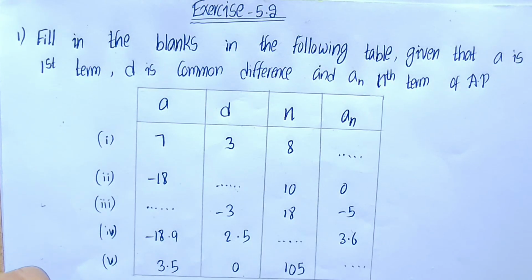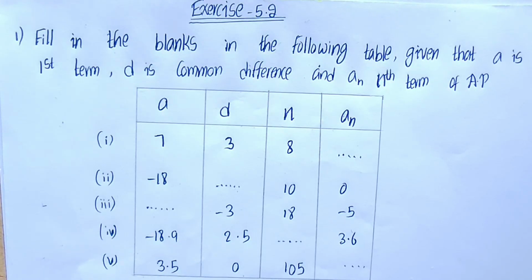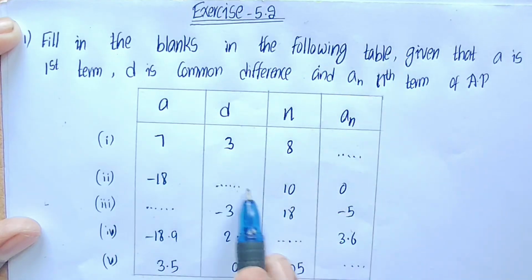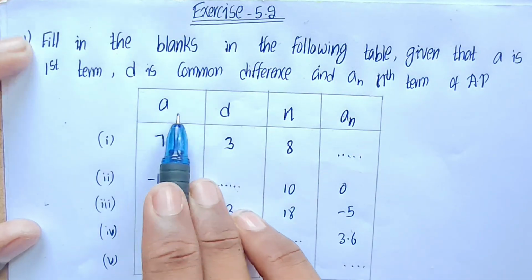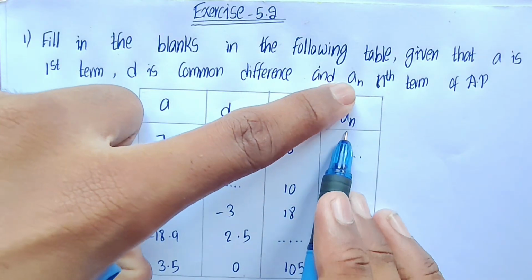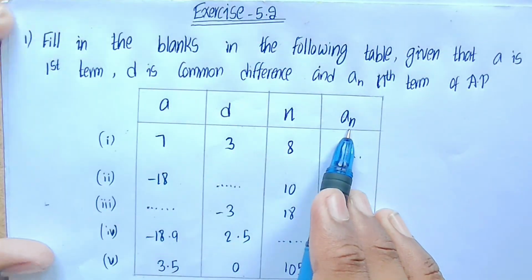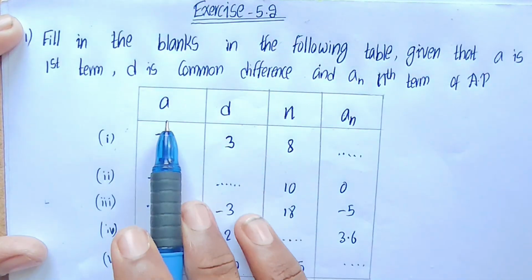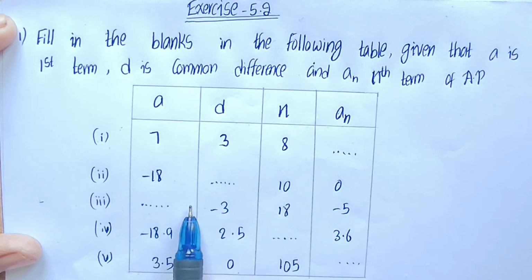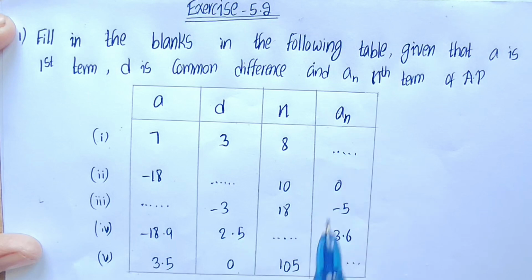In this video I am going to explain Chapter 5, Arithmetic Progression, Exercise 5.2. Here the first question is, fill in the blanks in the following table. Given that a is the first term, d is the common difference and a_n is the nth term of the AP. Below the given table, we have to fill the blanks.